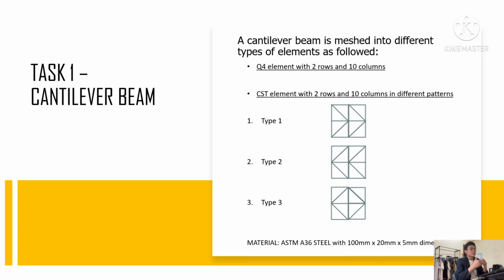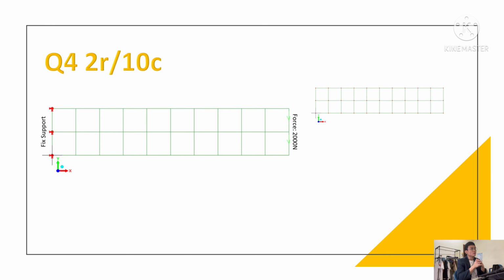So the material for the beam is ASTM A36 steel with a dimension of 100 mm times 20 mm times 5 mm. About the fixture, we are applying a fixed support at one end of the beam, while the free end is loaded with a force of 2000 Newton.